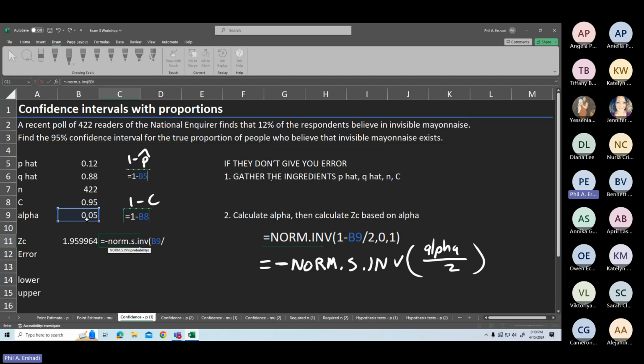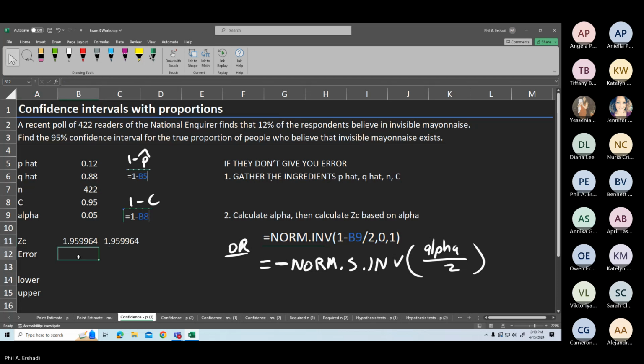Again, as I've said, there's more than one correct answer to get Z critical, so it just depends on who your instructor is. I bet you if you asked a third person, they might have a different formula from me. I'm partial to the second one myself.